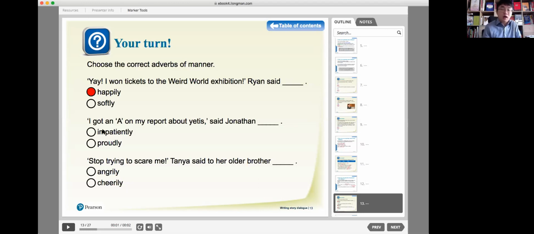Second, I got an A on my report about Yetis, said Jonathan proudly. Of course, if you got an A in your report, you'll be very proud. And your parents will be proud of you. Last one. Stop trying to scare me, Tanya said to her older brother. Stop trying to scare me. Of course, Tanya was very angry. So we use the adverb of angry, which is angrily.